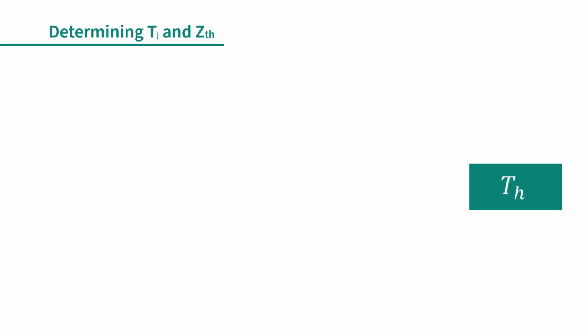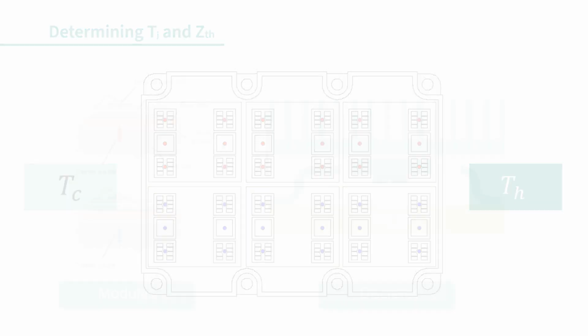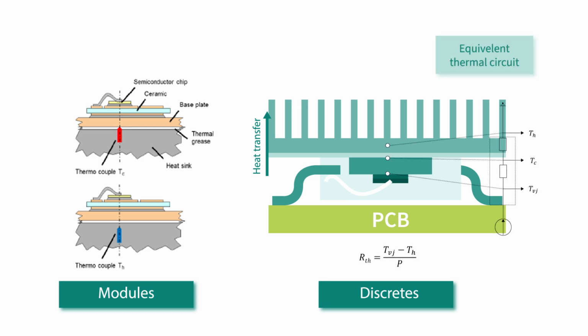The case temperatures and the heatsink temperatures are determined by means of thermocouples. These thermocouples are thermally isolated except at the top. This is where they come into contact with the base plate of the module and the heatsink respectively. In both cases, the projected thermocouple axis is located in the center of each chip.